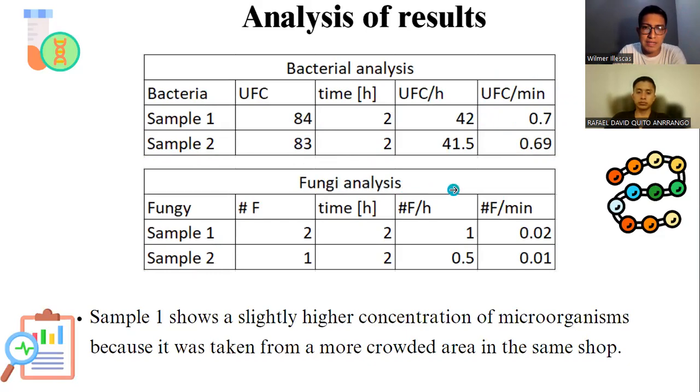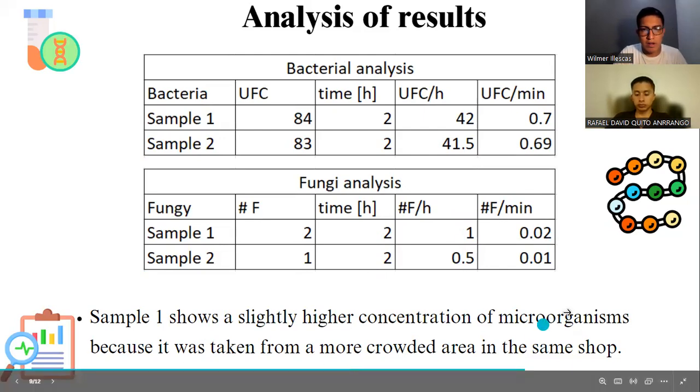Now let's analyze the fungi. This is interesting because in sample 1 we got 2 and in sample 2 we got 1, but the time was the same. Per hour we got one fungus in sample 1, and on the other hand, in sample 2 we had just 0.5, like half a fungus per hour. It means that in the 2 hours we just got one fungus. It's such a tiny number.